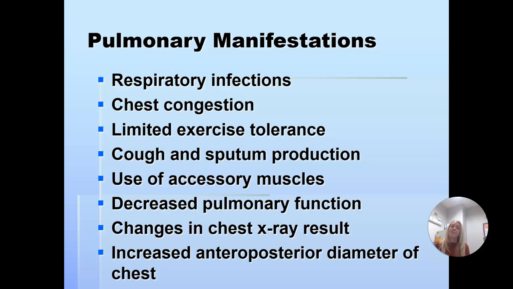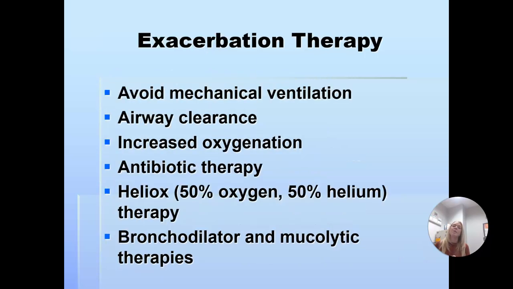The pulmonary manifestations or symptoms that we're going to see are frequent respiratory infections, chest congestion, limited tolerance to exercise, increased cough and sputum production, use of accessory muscles for breathing, so we might again see that barrel chestedness, decreased pulmonary function, changes in chest x-ray results, and increased anterior-posterior diameter of the chest, again, barrel chestedness.